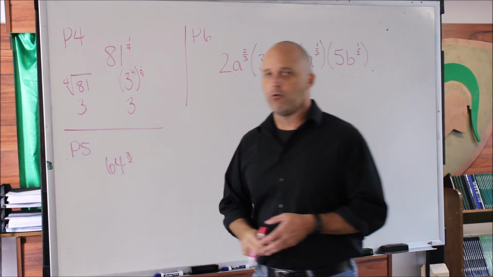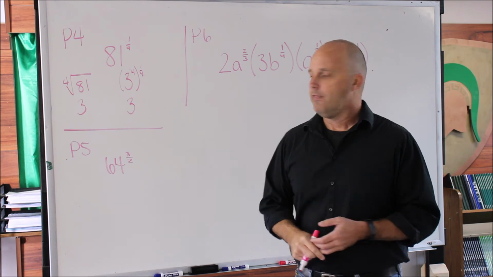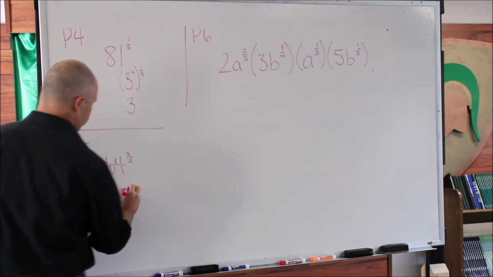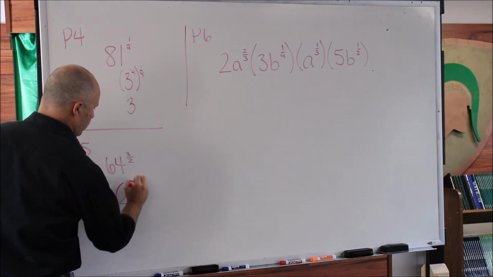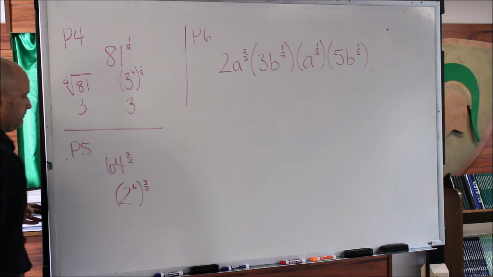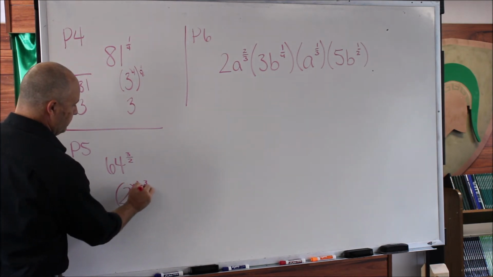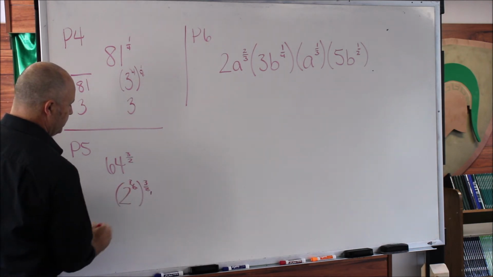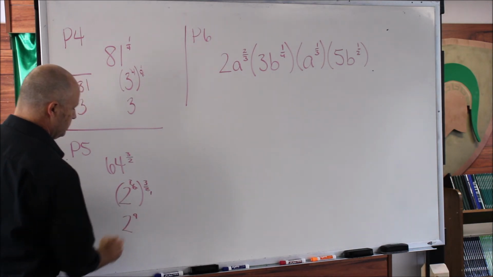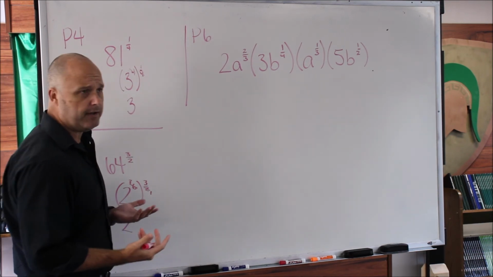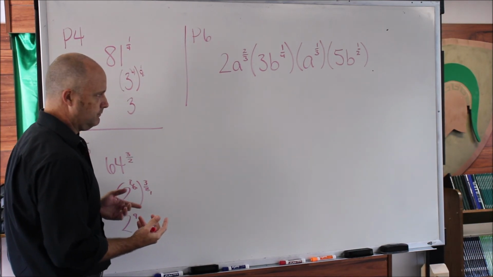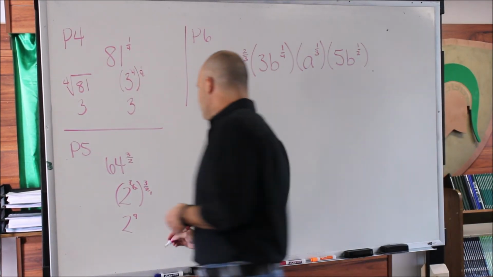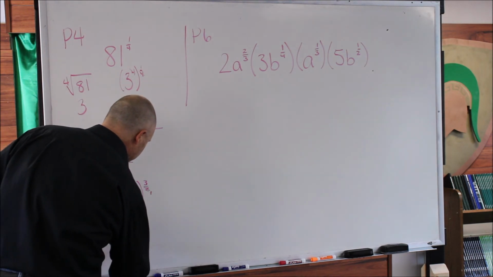If we take 64 and break that down as far as we can, that's going to give us 2 to the 6th. So we're going to go 2 to the 6th and then raised to the 3/2. So the 6 and the 2, this is going to become a 3, this is going to become a 1, and now we've got 3 times 3, which gives us 9. So we get 2 to the 9th, which is going to be 512.